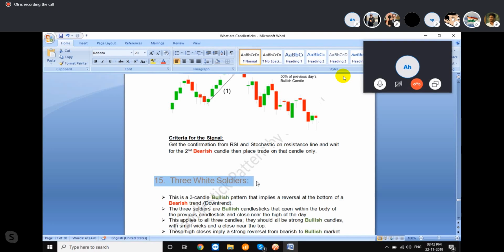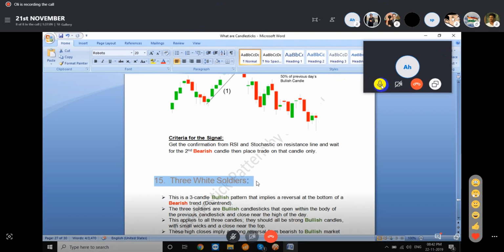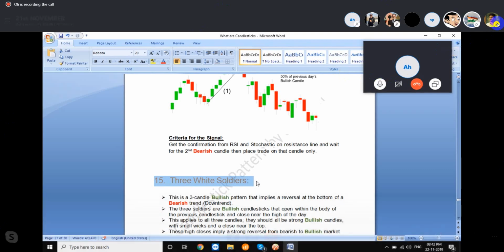Head and shoulders is a pattern, that's different stuff. I'm talking about candlestick patterns. What do you understand by three white soldiers? Anyone heard about this? No. Ahmad, Isam, then Sanju, then Praveen, and Oliver. Where is Oliver? I'm not hearing him.